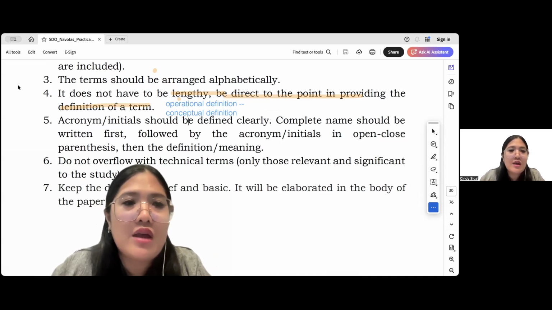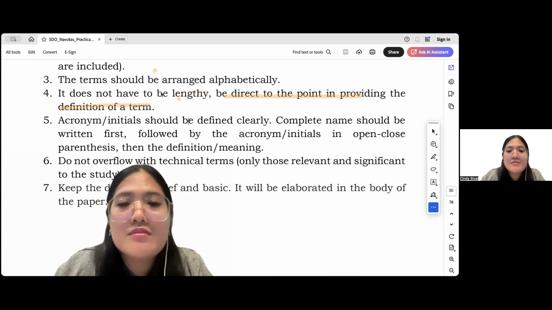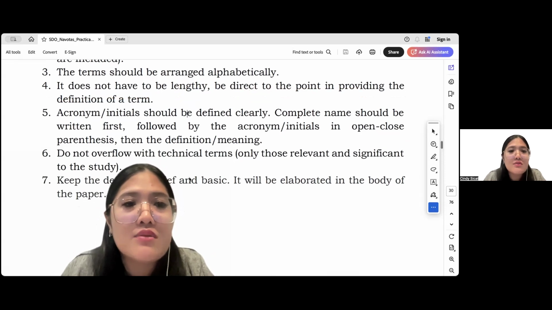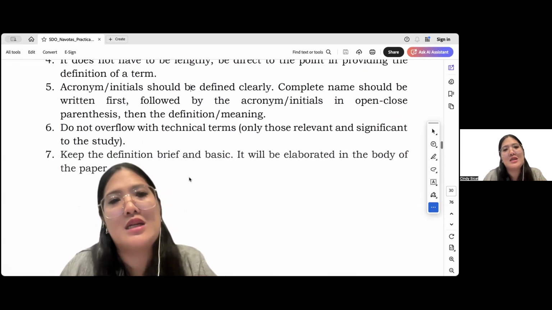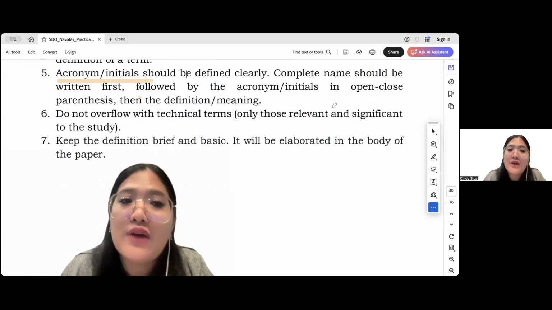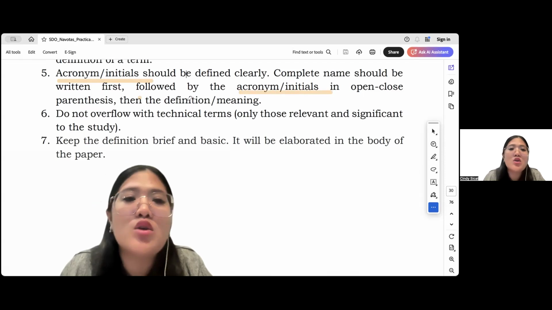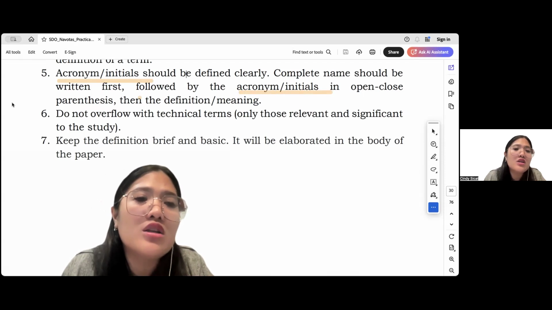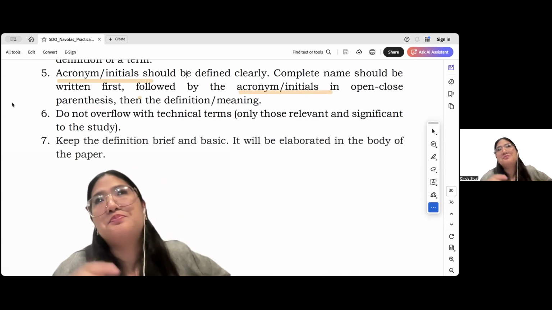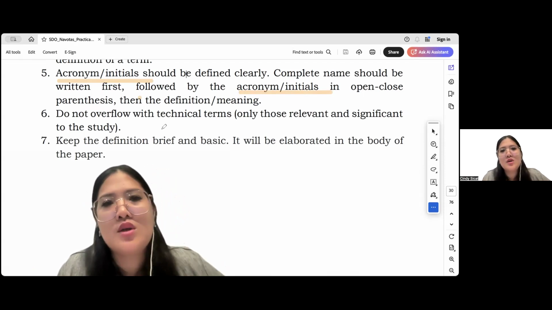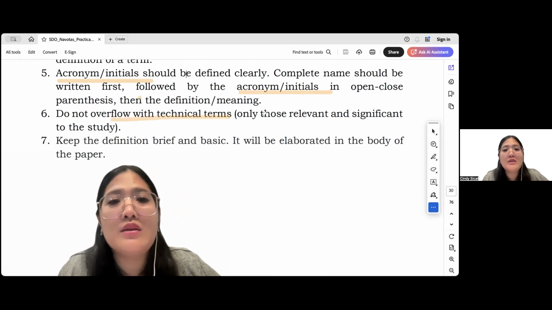Okay? So you need related cited works, related studies, or definitions from reliable, credible sources. Aside from that, acronyms, initials should also be clearly defined. So complete name should be written first, followed by the acronym or initials in open close parentheses. So if we're working with initials or acronyms, this has to be clearly presented so that the readers would not be confused.